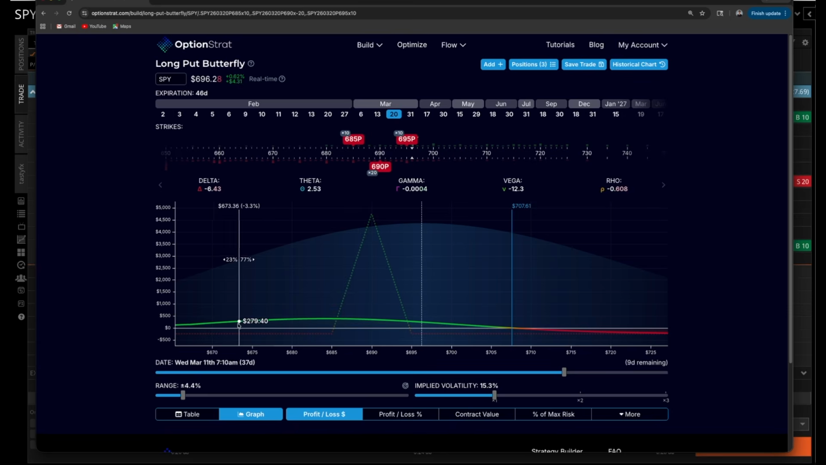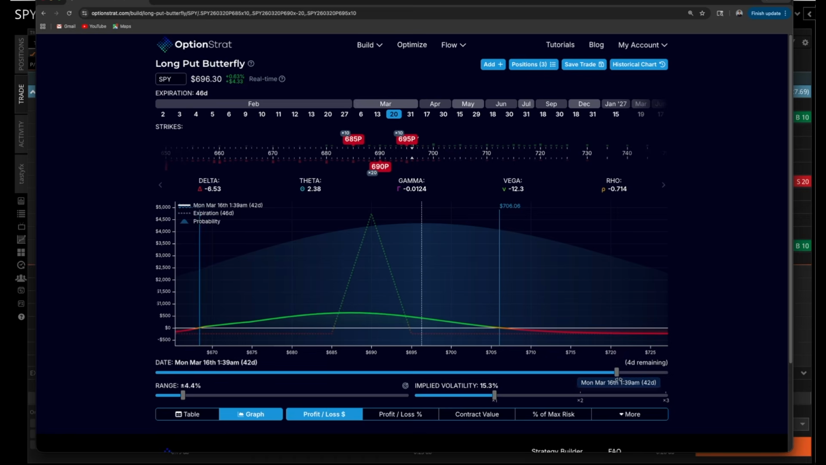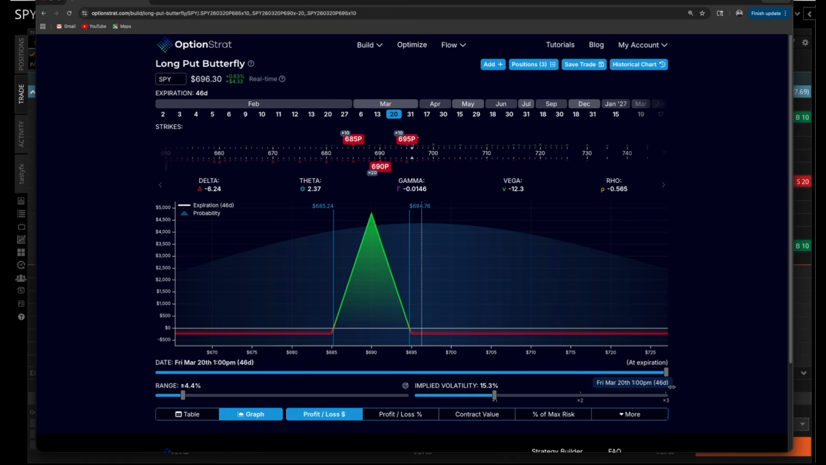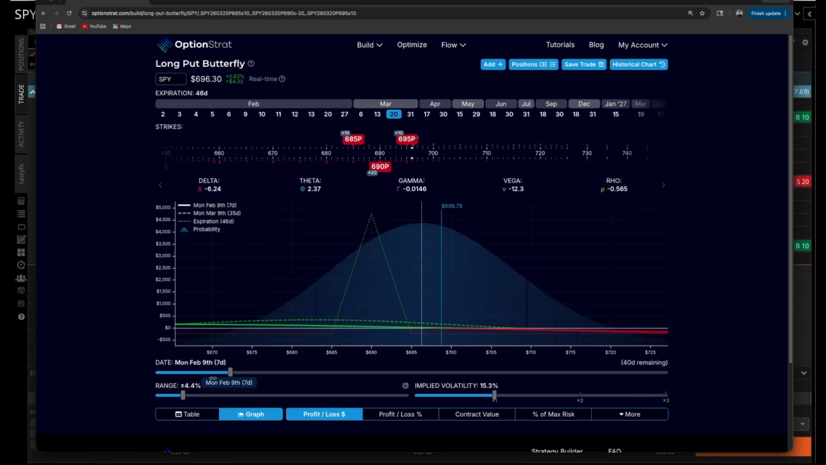You just have to be kind of within range as time passes for these spreads to make a little bit of money. Okay. And as time continues to pass, we can see that that T plus zero line changes and starts to fill in to represent at expiration.